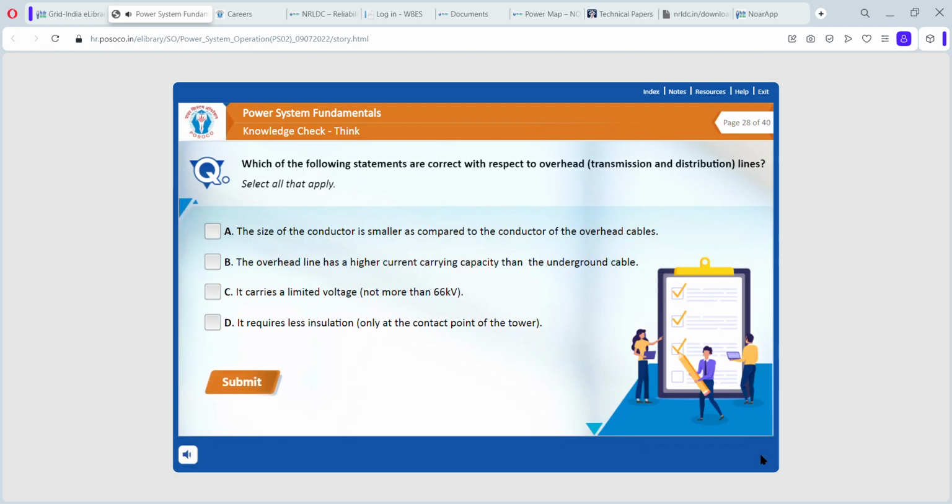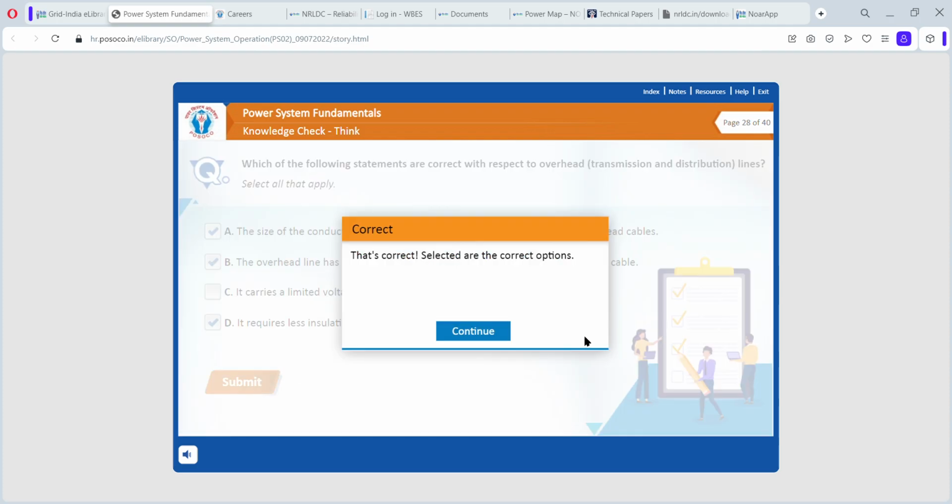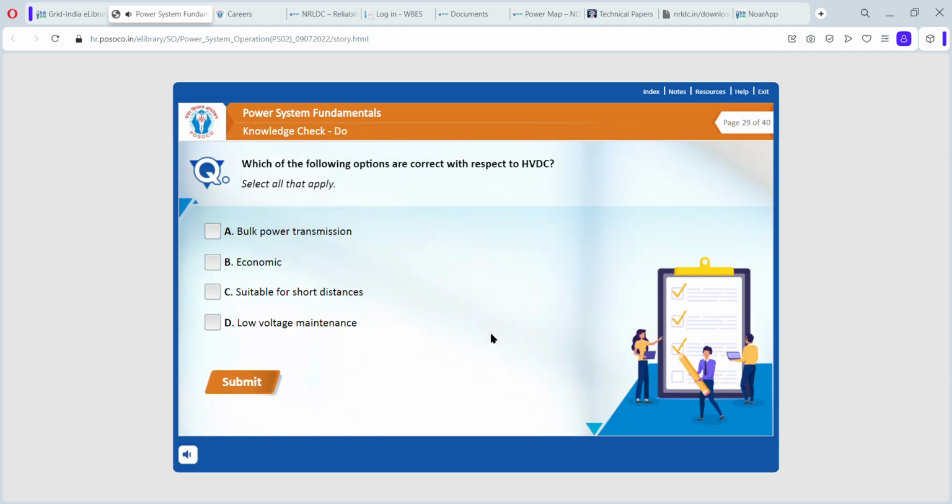Let's check your understanding. Select all that apply.